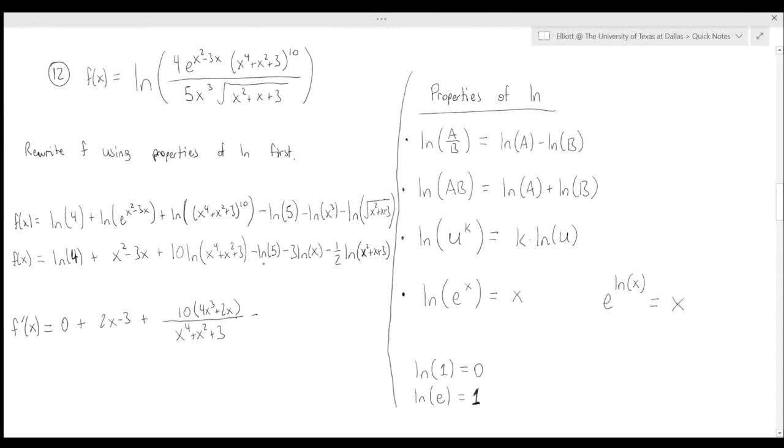Over here for the natural log of 5, again, the derivative is just going to be 0 because it's a constant. Derivative of natural log of x is just 1 over x.